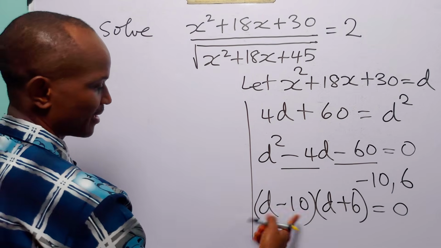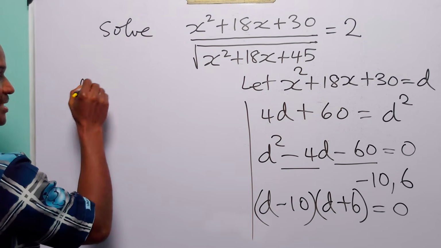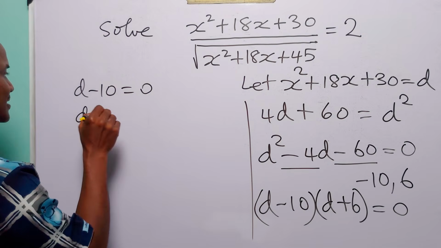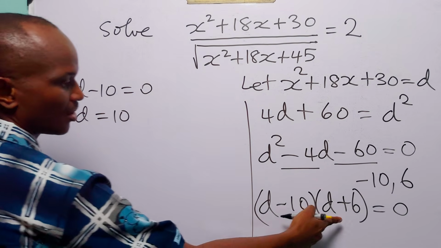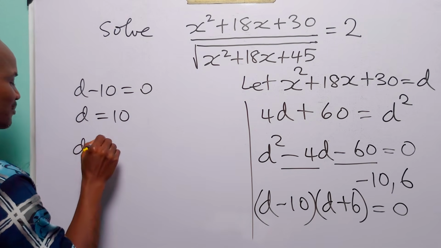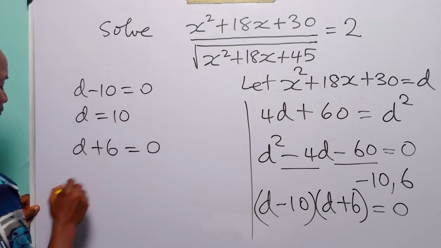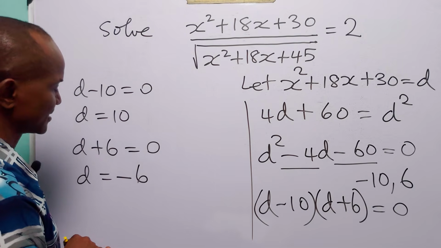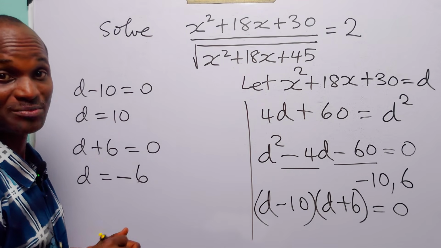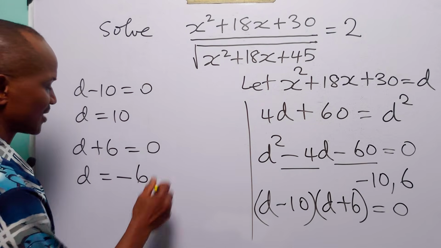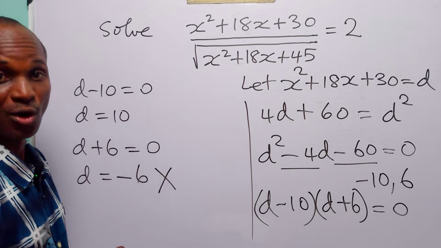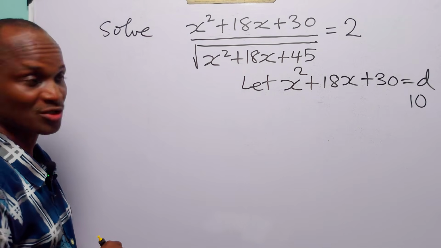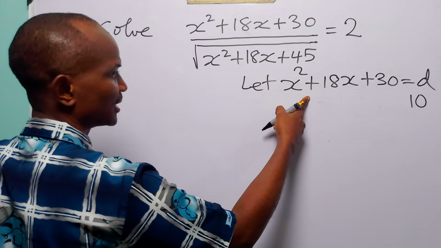And of course, from here, we have that either d minus 10 is equal to 0, from where d is equal to 10, or d plus 6 is equal to 0, from where d is equal to minus 6. Now, remember that d must be a positive quantity. So that means that this second value of d is unacceptable. And now to find the values of x, we go back to this substitution equation.